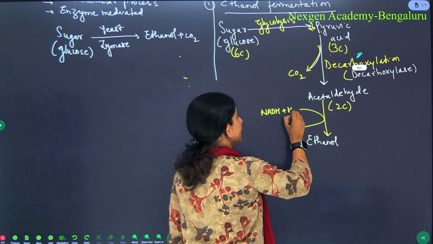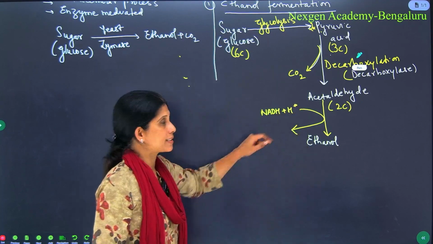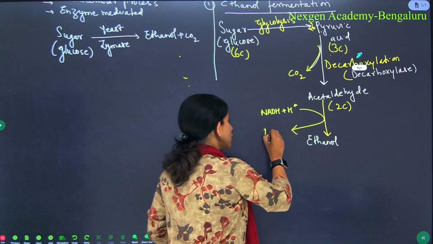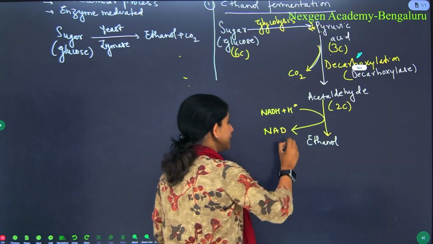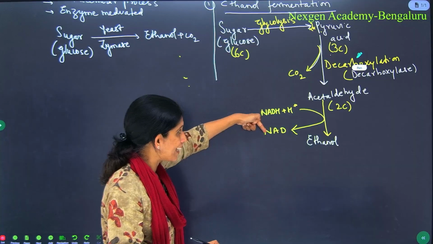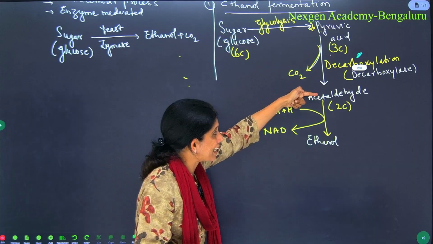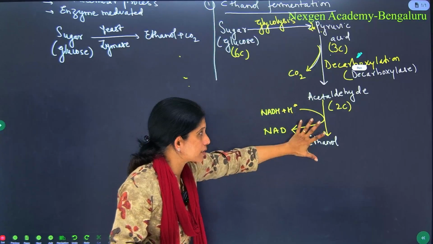NADH plus H plus, right? So this is the reducing agent, which in the process gets oxidized. So the reducing agent gets oxidized, but acetaldehyde gets reduced. So this is the reduction process.